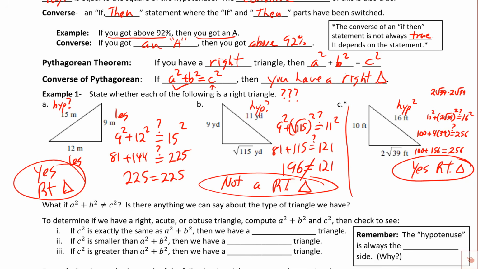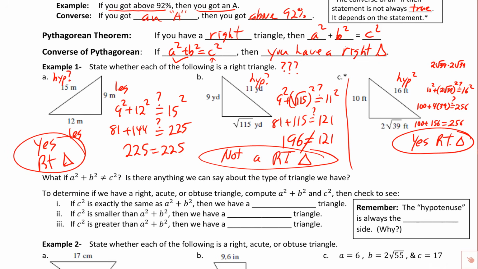Now, the next question is this. What if a squared plus b squared doesn't equal c squared? So what if we run into this right here, where they're not equal to each other? Is there anything we can say about the type of triangle that we have? Well, let's see. The legs were way too big. When we squared those, 196, they're way bigger than the 121, so they're way too big for the hypotenuse. Well, it turns out we can use a little bit of logic to determine what type of triangle we have.